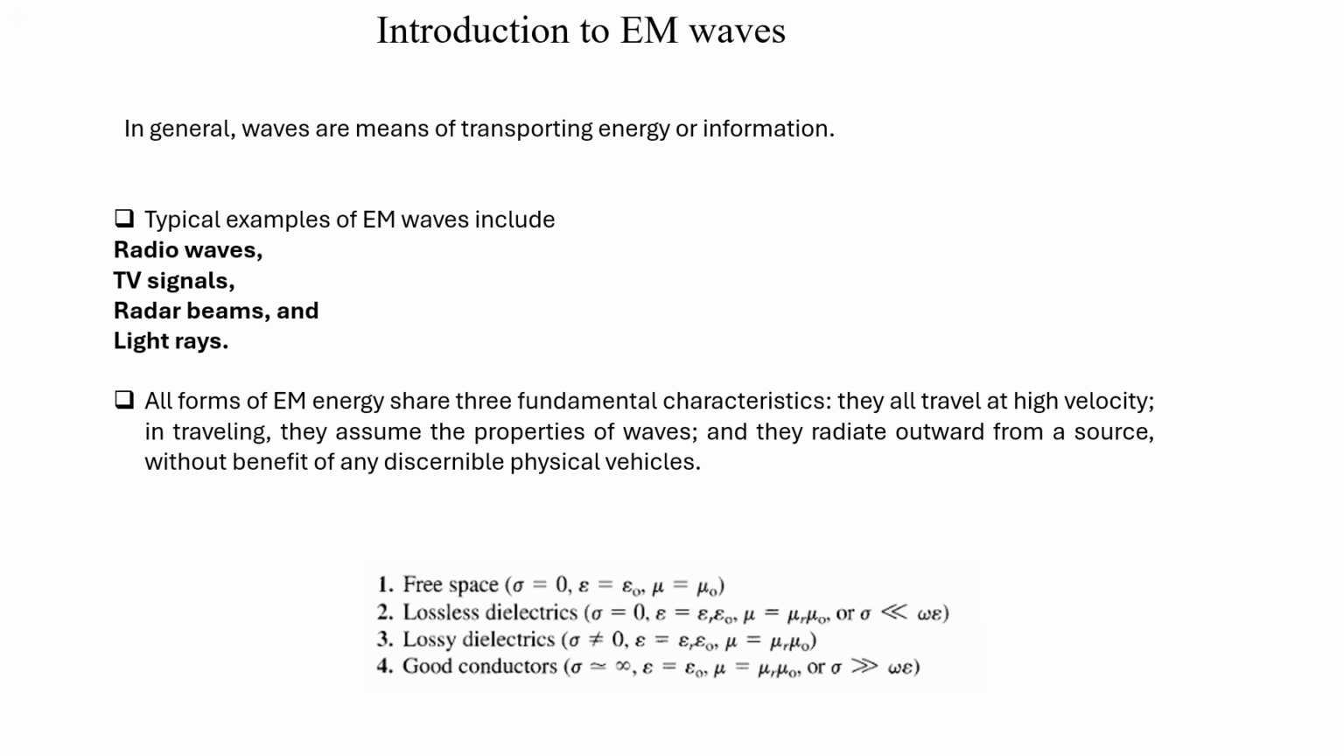All forms of electromagnetic energy share three fundamental characteristics. What are they? They all travel at high speed, the speed of light, they assume the properties of waves, and they radiate outward from a space without the benefit of discernible physical vehicles.